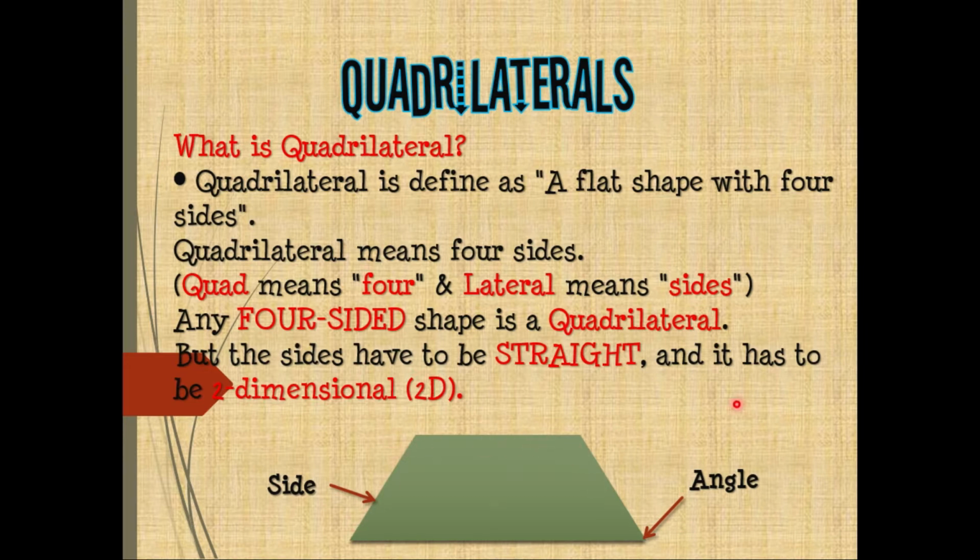straight, and it has to be two dimensional, like a 2D figure, because there are many shapes which are made up of straight lines and with four sides, like the cuboid, but they are not said to be quadrilaterals because they are 3D figures. So in quadrilaterals we are just considering the 2D shapes.